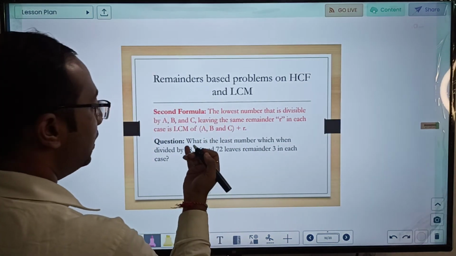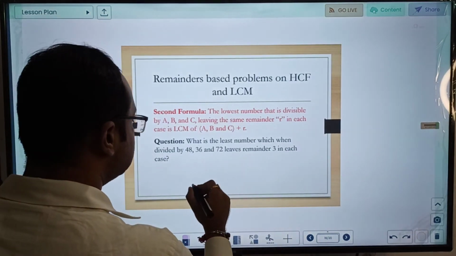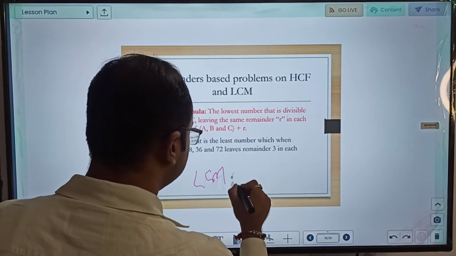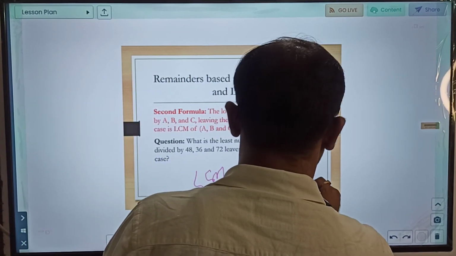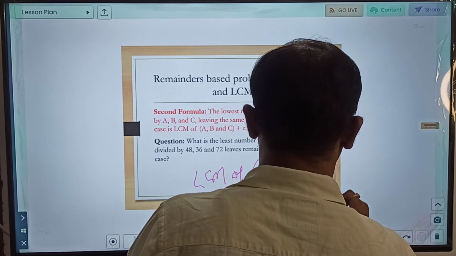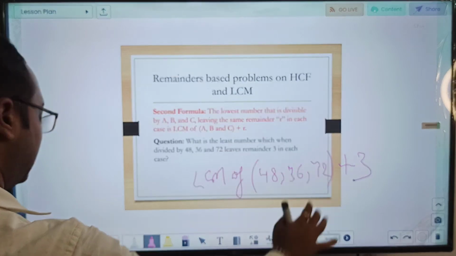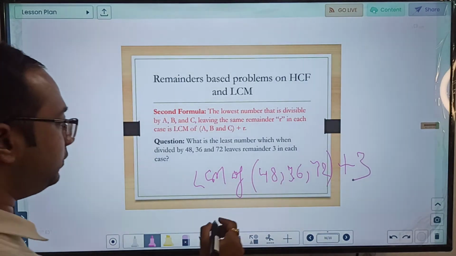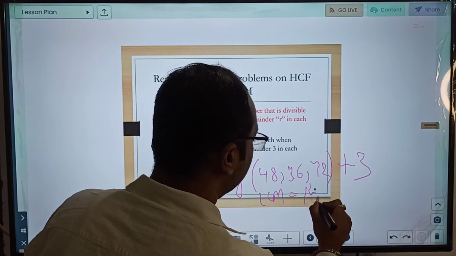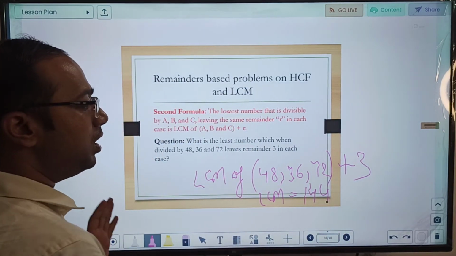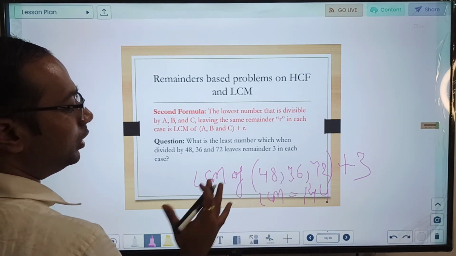So in this case, see, a simple question: what is the least number which when divided by these leaves remainder 3 in each case. So basically find the LCM of 48, 36, 72 and add the remainder, which is 3. So the LCM of 48, 36 and 72. When we compute this, I am not wasting time in the computations because HCF and LCM computations are very simple. We just need to see the highest common factor in the HCF case and the least common multiple in this case.